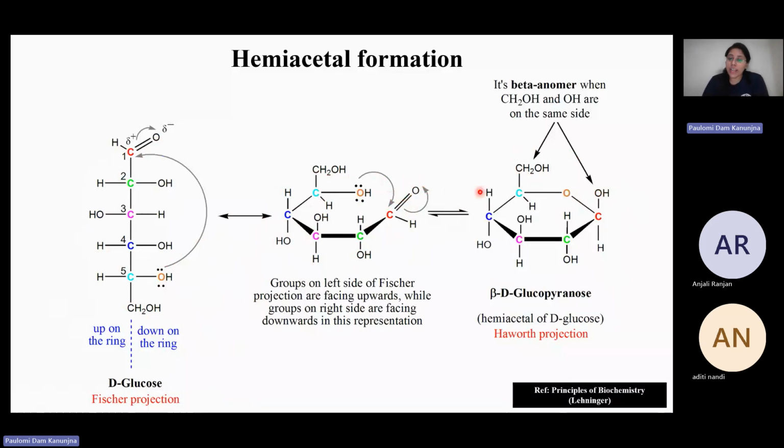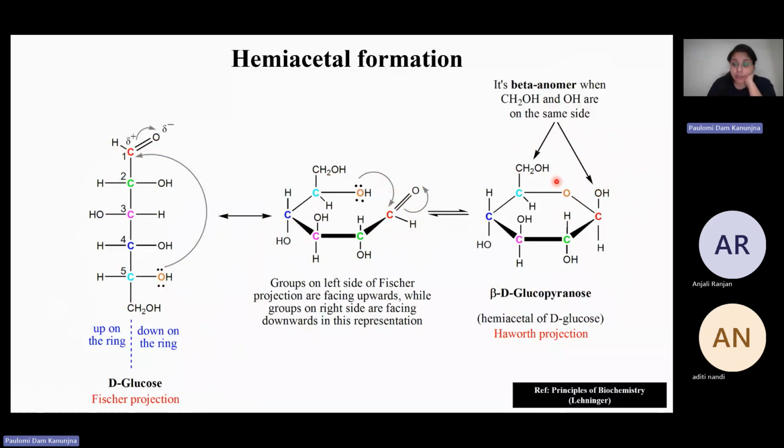But this OH could have formed in the other direction also. So based on this OH group, we have beta and alpha anomer. Yes, it is complicated, but that's what the whole idea here is. We'll take it step by step.